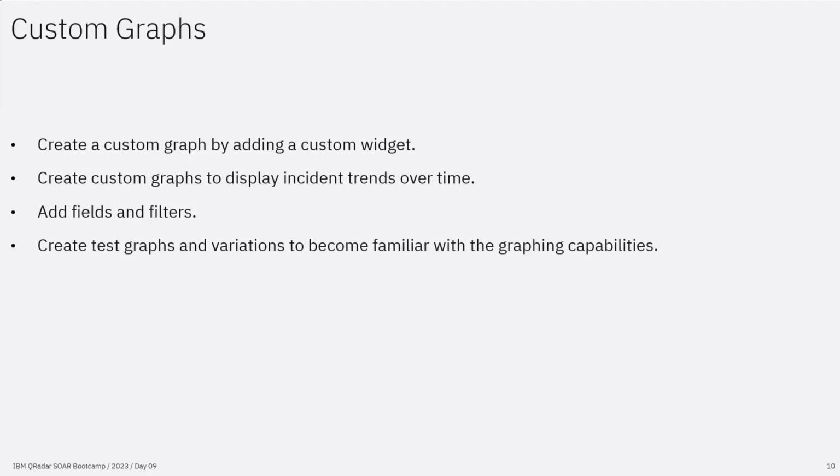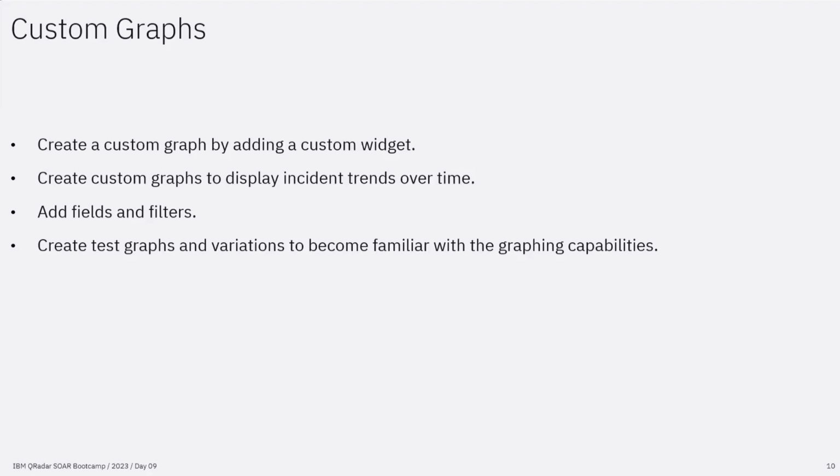Now let's look at custom graphs. You can create custom graphs to display incident trends over time. Some of the graphs that are loaded out of the box are tables, pie chart, bars, lines, donuts. We'll be looking at all of this during our demo session. You can create a custom graph by adding a custom widget. You can add fields and filters to focus on the information that is relevant to your organization. For best results, what we recommend is you create test graphs and variations to become familiar with the graphing capabilities.